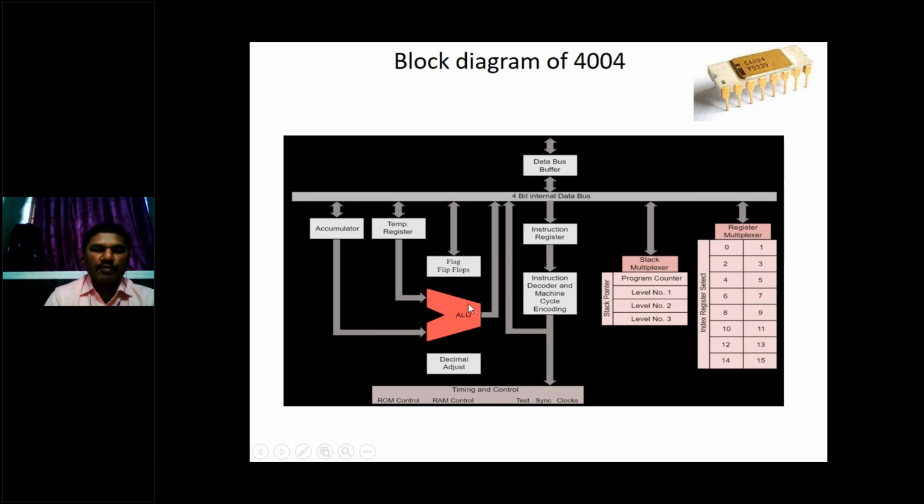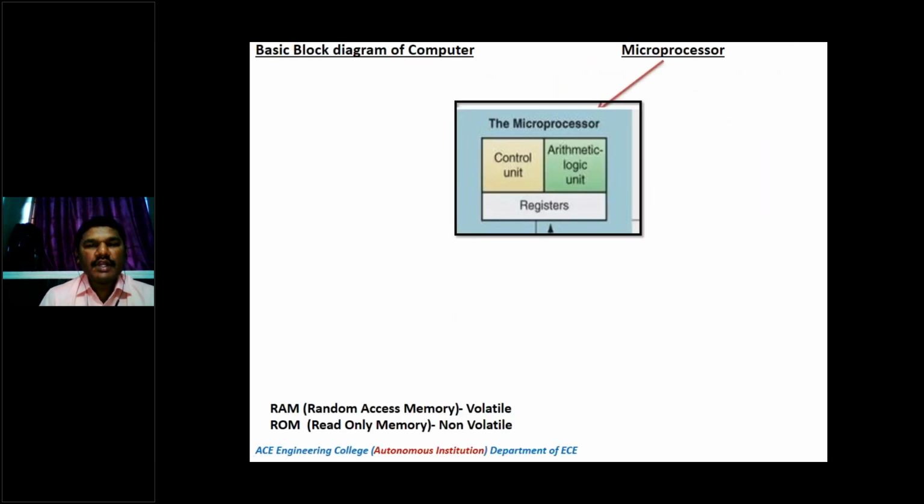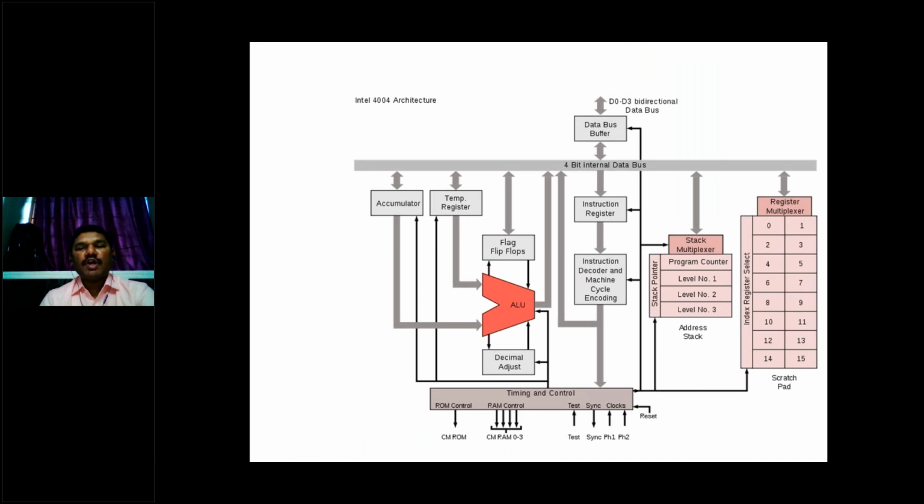So this is called the ALU block, and this ALU block has 2 more blocks: flag block and decimal block, and accumulator block and temporary register block. Right, explanation is not required. Just observe what the different blocks in a microprocessor are. Right, and here you can say that this is the block diagram of 4004. In detail I have given. You can go through this diagram.